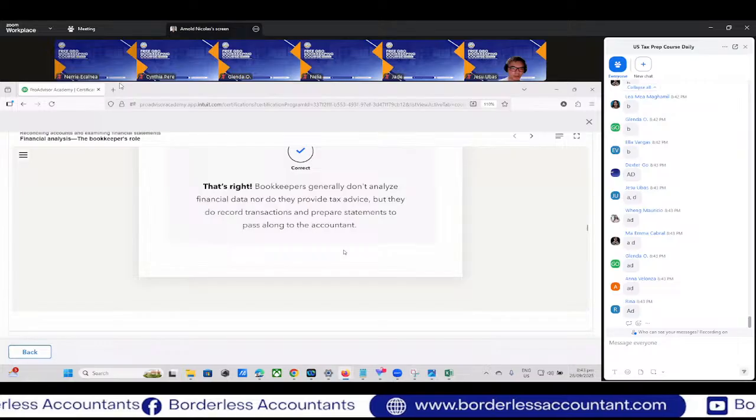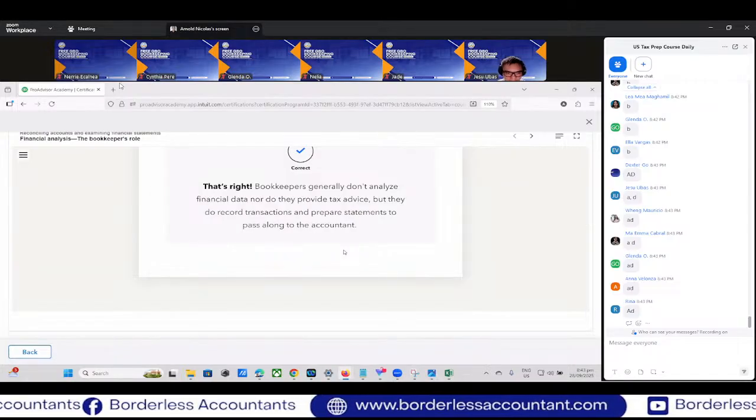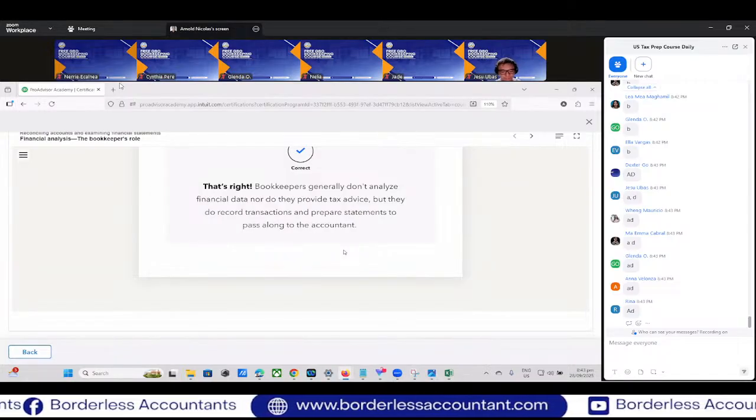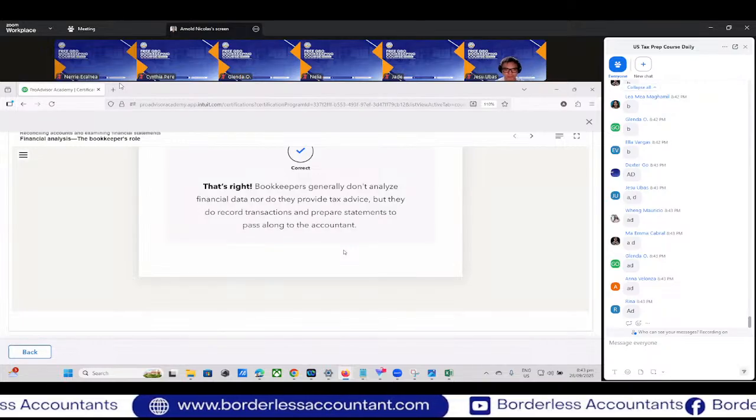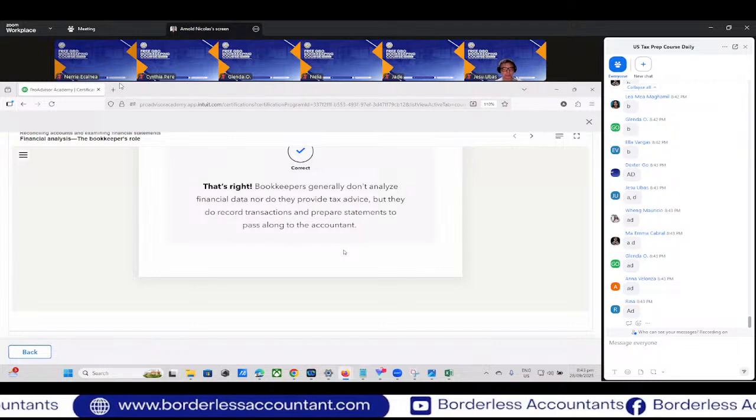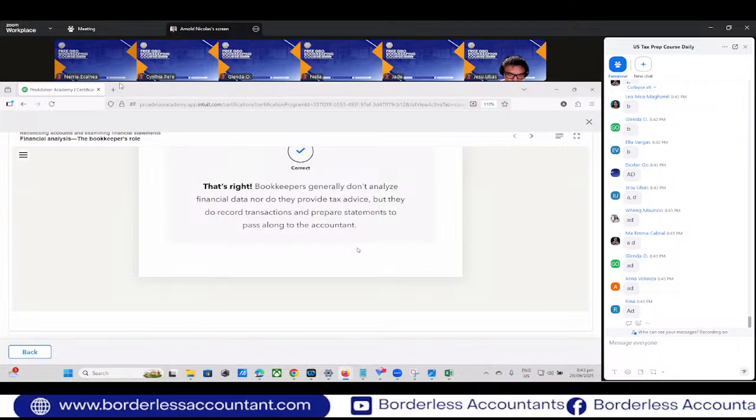Right. Bookkeepers generally don't analyze financial data, nor do they provide tax advice, but they do record transactions and prepare statements to pass along to the accountant.